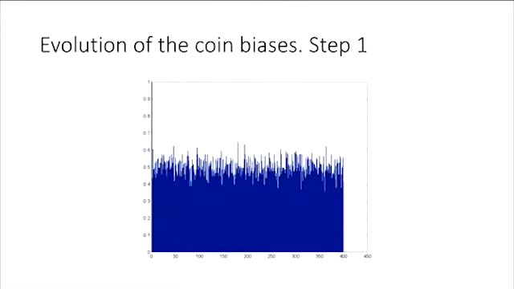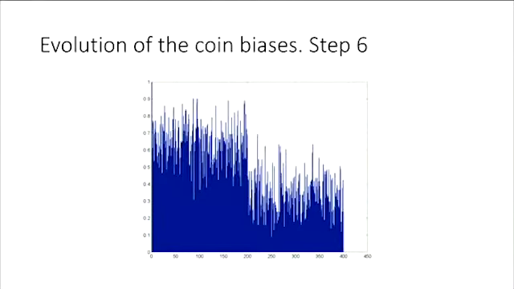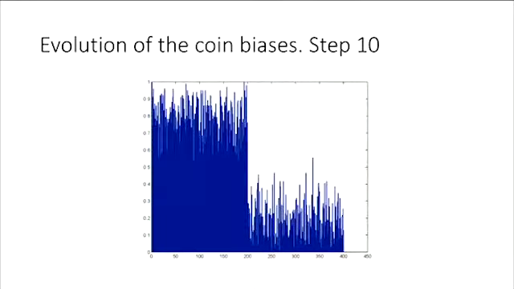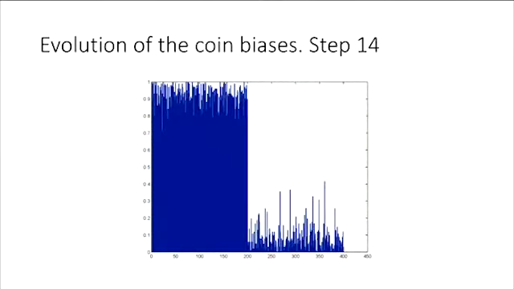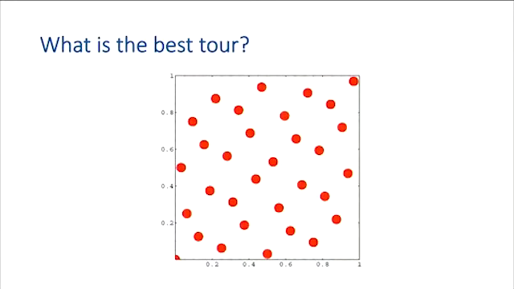So we start with all coins a half. And in this example, the optimal solution is such that the first 200 people go in one group and the second 200 go in the other group. So in this case, it's pretty random still. And we keep going. And now something is going on. And so it goes to the optimal solution where you have a coin which puts you in the first group for the first 200 people and in the second group for the second 200 people.